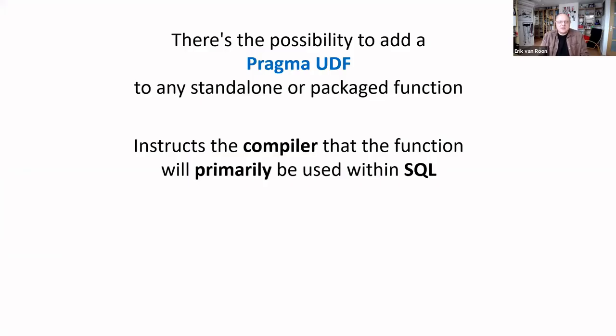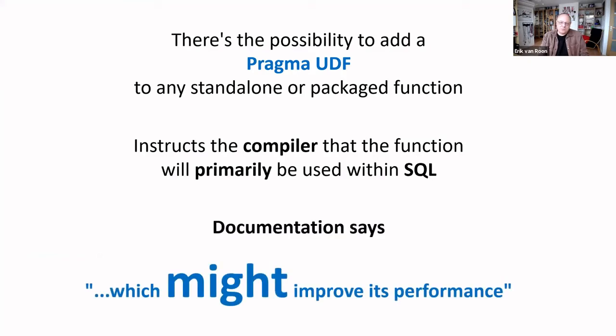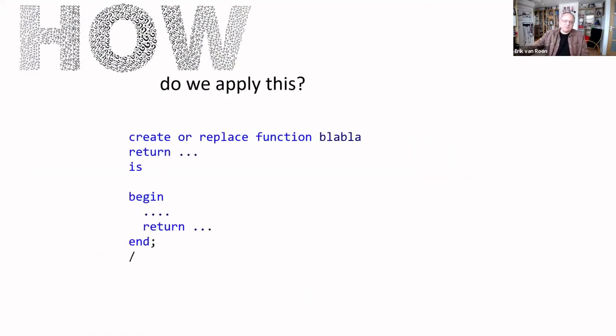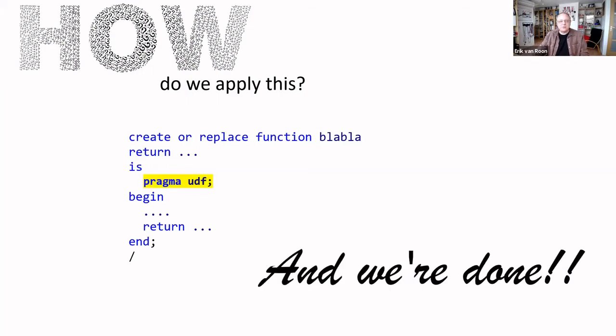You can add this pragma to any standalone or packaged function. And it instructs the compiler that you will use this within SQL primarily. And the documentation says it might improve performance. And that might is very well chosen, because we will see in the performance test later on that it doesn't always improve performance. Okay, how? Well, this is a basic function. And how do we make this a pragma UDF function? It's really simple. You just add pragma UDF and done.